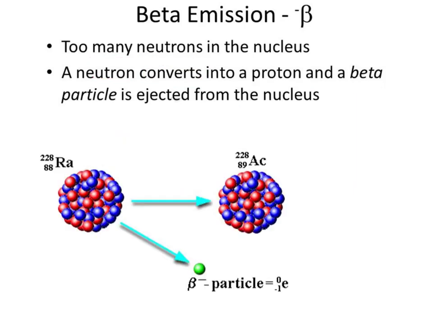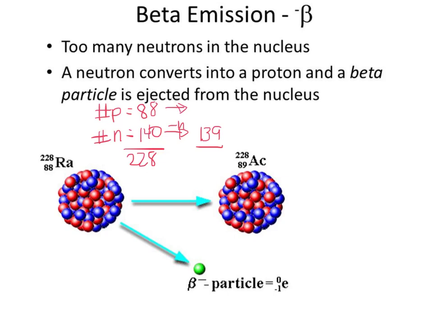So in this example, we have radon-228. This isotope has 88 protons, as the atomic number is 88, and it has 140 neutrons, and that gives it an atomic mass of 228. Now, if it goes through beta decay, we end up losing a neutron, and you end up with 139, and you gain a proton, and so that ends up as 89. Our atomic mass is still the same, 228. And so when we look at our product, 228, 89, actinium, and you end up ejecting a beta particle.